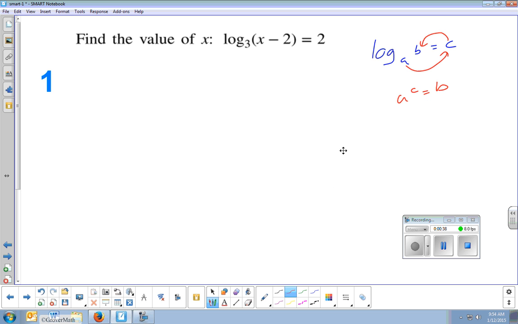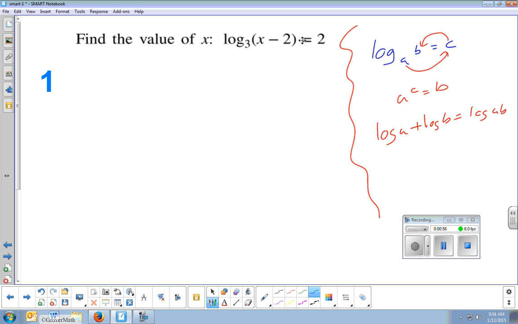And you may see some of the properties from the previous lesson, like log a plus log b can be written as a single log as the product ab. So you'll see some of that too. But first, example number 1, find the value of x.